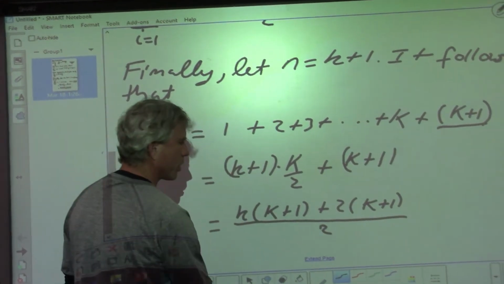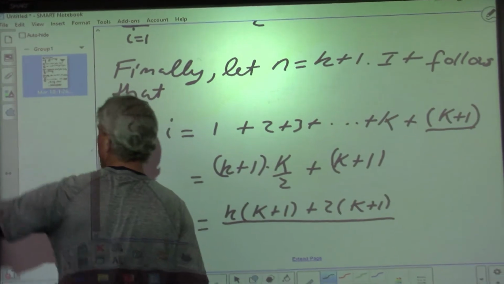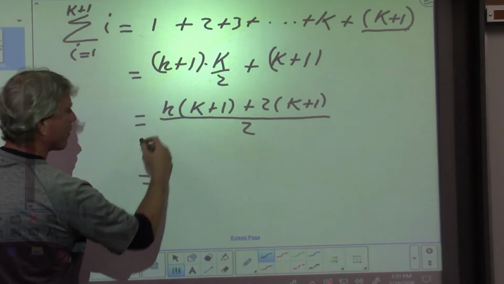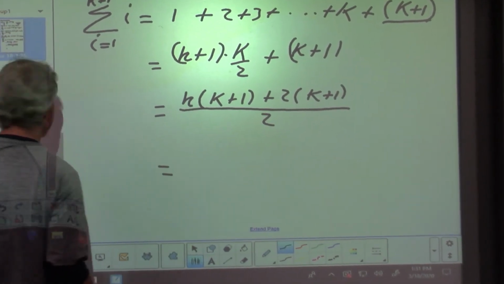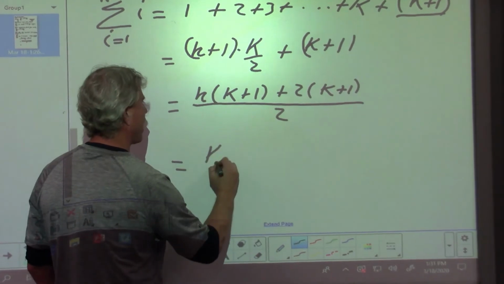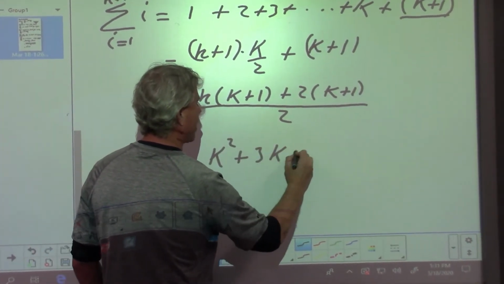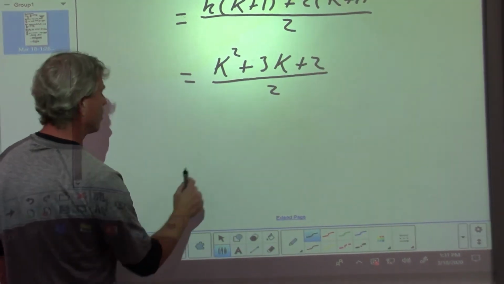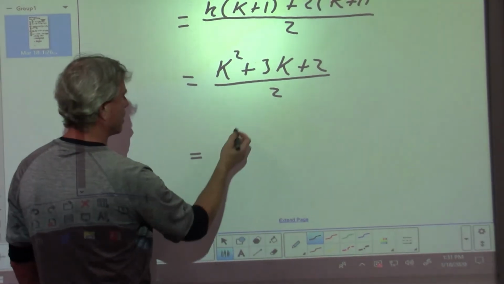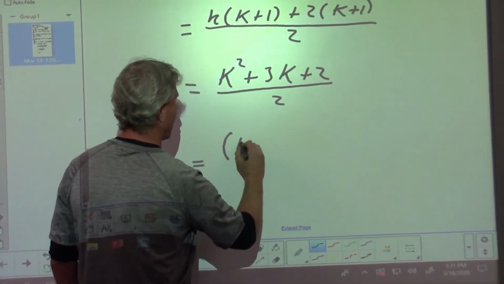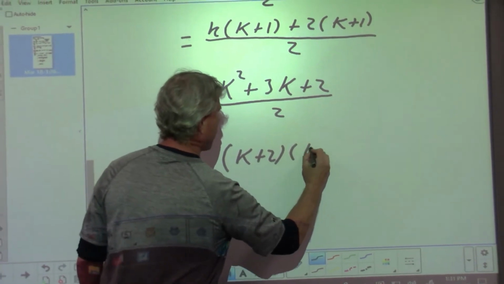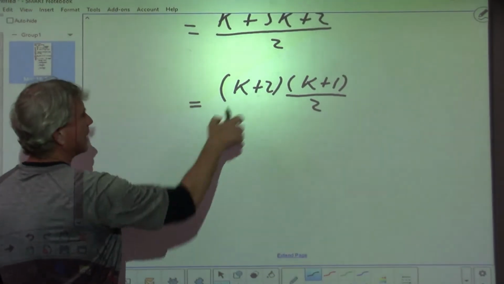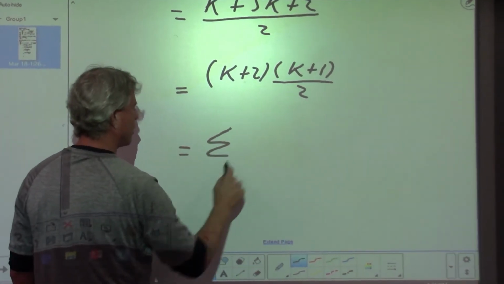Not showing as much work this time, because when we bullet pointed our proof, we showed the work. Simplify this product. This simplifies to, what does it simplify to? k squared plus 3k plus 2 all over 2, which equals, what does that equal? That factors as what? k plus 2 times k plus 1 all over 2. And this is exactly what we would get if we plugged in.